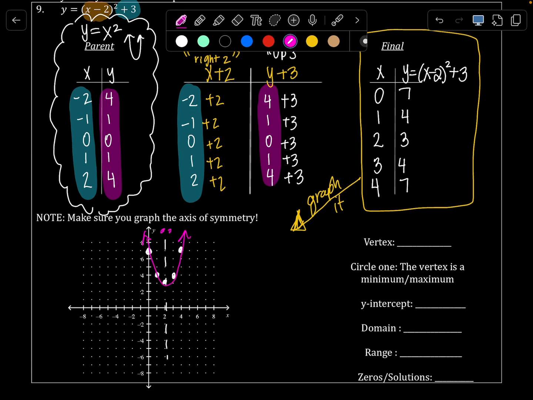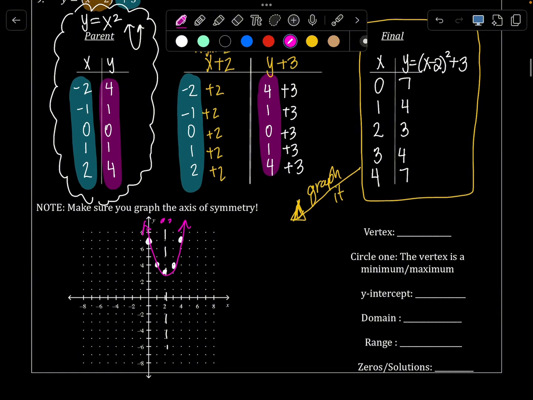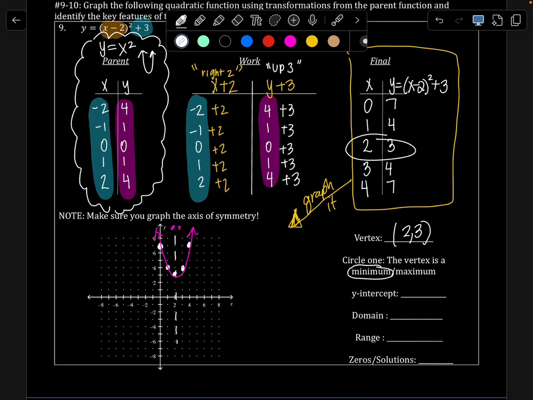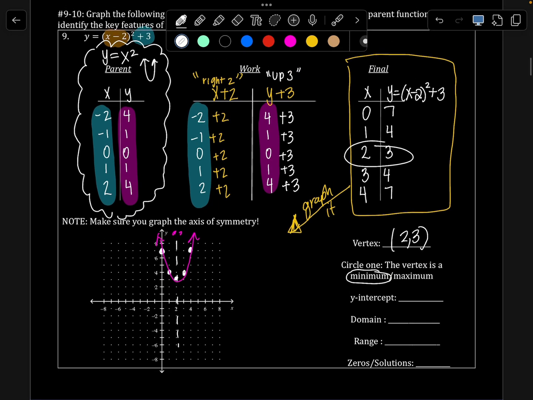And it wants us to find the vertex, whether it's a min or a max, y-intercept, and everything else. So let's do that really quickly. Vertex, we know, is right in the middle, 2, 3. Move to the right 2, up 3. It's a smiley face, so we have a minimum. What's the y-intercept? We look here and it's just 0, 7.